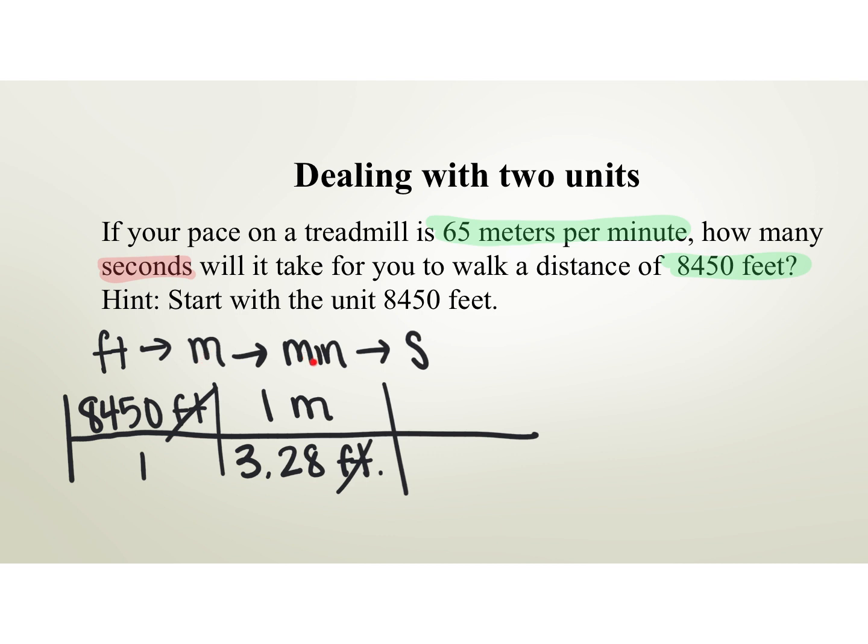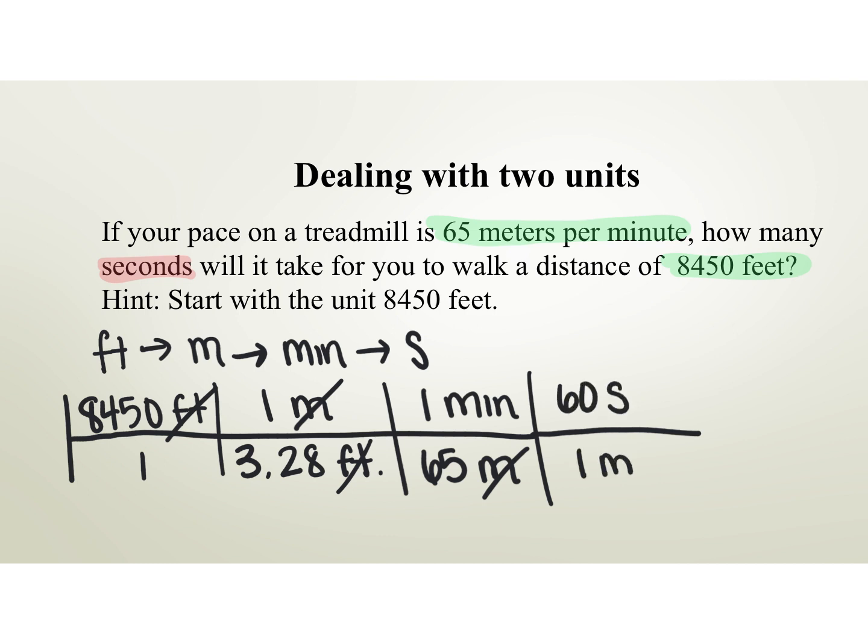Now we're in meters and we need to get to minutes. That's where this number is going to come in. So 65 meters per minute is every 1 minute. If meters is up top, what unit has to go on the bottom? And we're going to go 65 meters, and per minute is the same thing as 1 minute. All right, and then last we have to get to seconds. How many seconds are in a minute? Where does this 60 have to go? Why does 60 have to go on the top? Good, because minute has to go on the bottom.